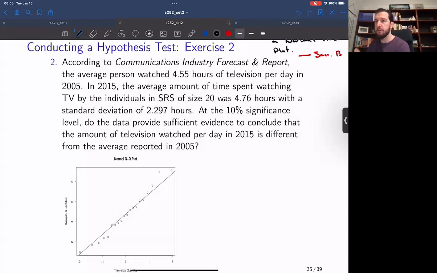All right, so in the second illustration on slide 35, we have, according to Communications Industry Forecast and Report, the average person watched 4.55 hours of television per day in 2005. In 2015, the average amount of time spent watching TV by the individuals in an SRS of size 20 was 4.76 hours, with a standard deviation of 2.297 hours. At the 10% significance level, do the data provide sufficient evidence to conclude that the amount of time spent watching TV per day in 2015 is different from the average reported in 2005?